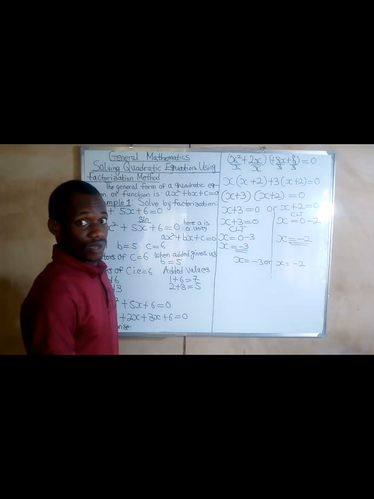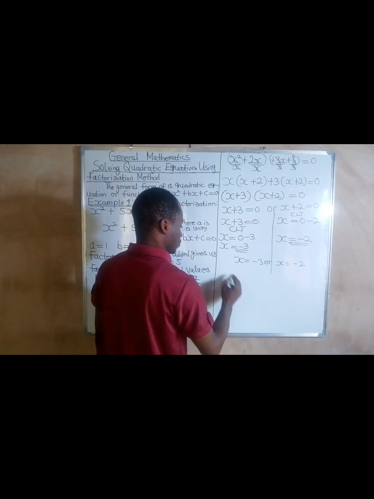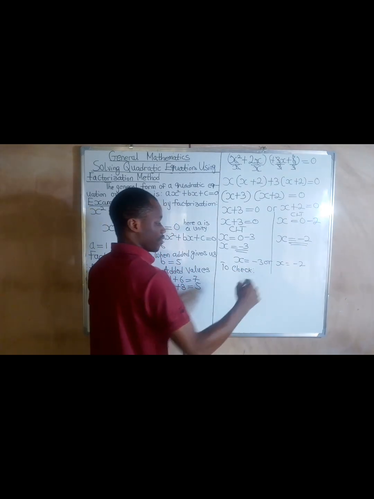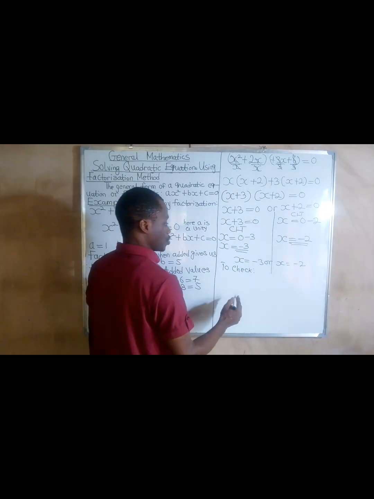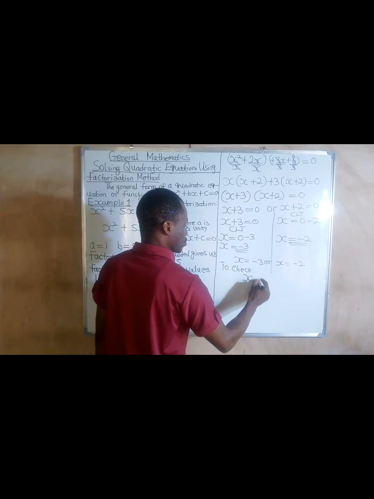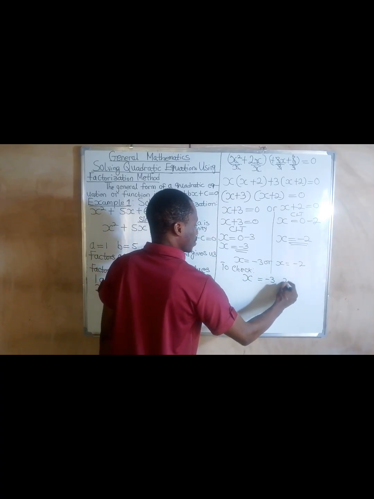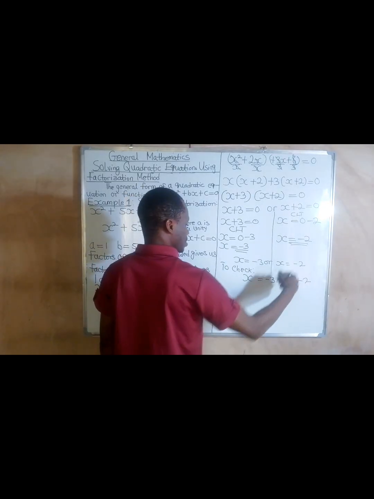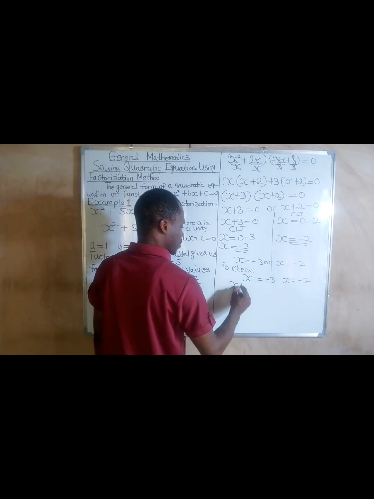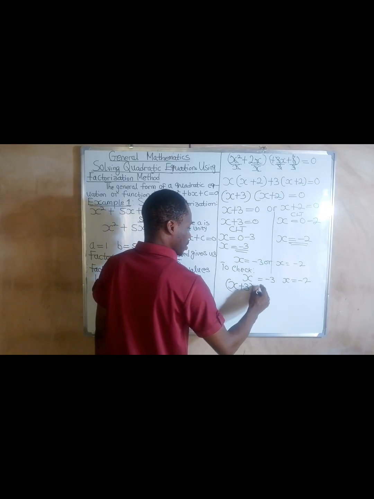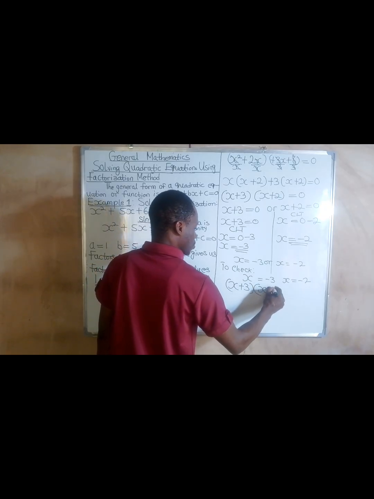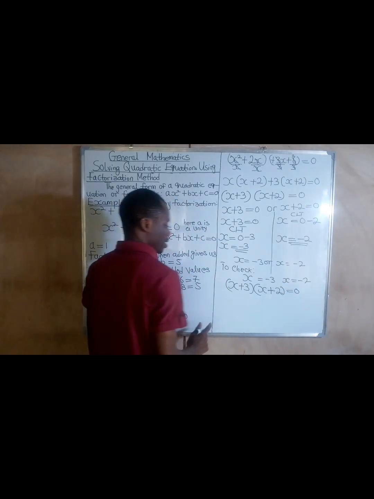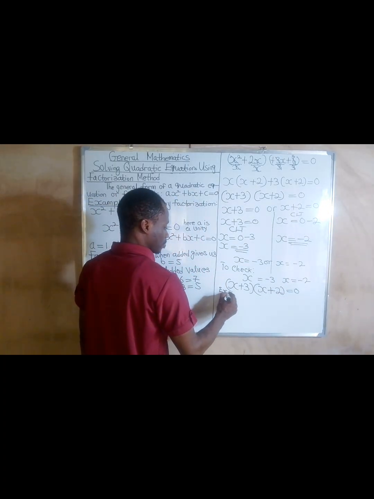Now if you want to check if your answers are correct, you can reverse the process through expansion. That is, x equals minus 3, x equals minus 2. Now take it inside the bracket. So now it will be x plus 3, then I'll have x minus positive 2 equal to what? 0. Expand. We are going to expand now.